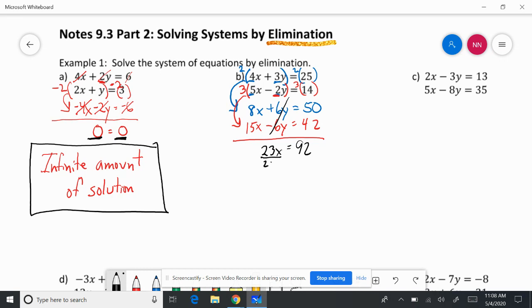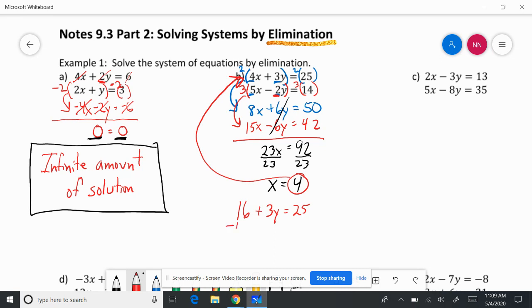Now I'm going to divide by 23, and x is equal to 4. What I'm going to do next is pick one of my equations. The one that looks the easiest to me is the top equation. So I'm going to take the 4 and plug it into the top equation. 4 times 4 gives me 16. So I have 16 plus 3y equals 25. I'm going to subtract the 16. 3y equals 9. So I'm going to divide it by 3. And y is equal to 3.